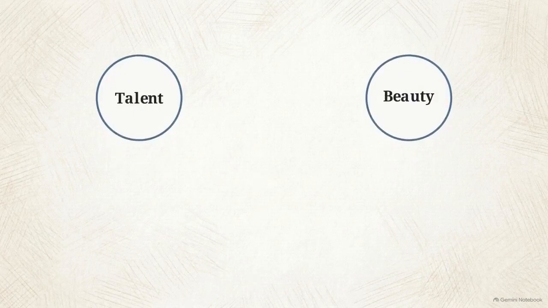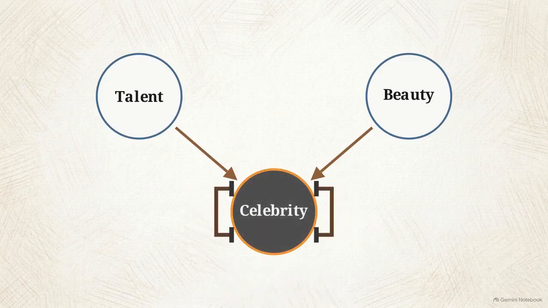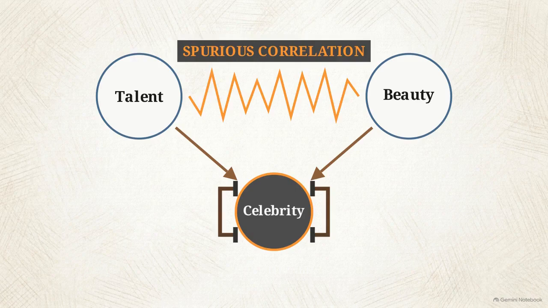The danger arises when you attempt to control for a collider. Controlling this variable forces a conditional dependence. It actively rips open an artificial backchannel between 2 unrelated things.